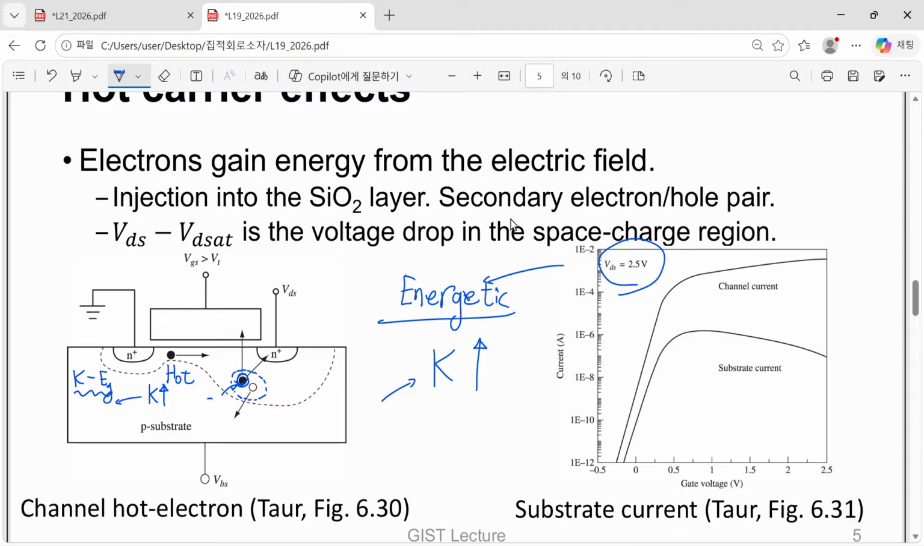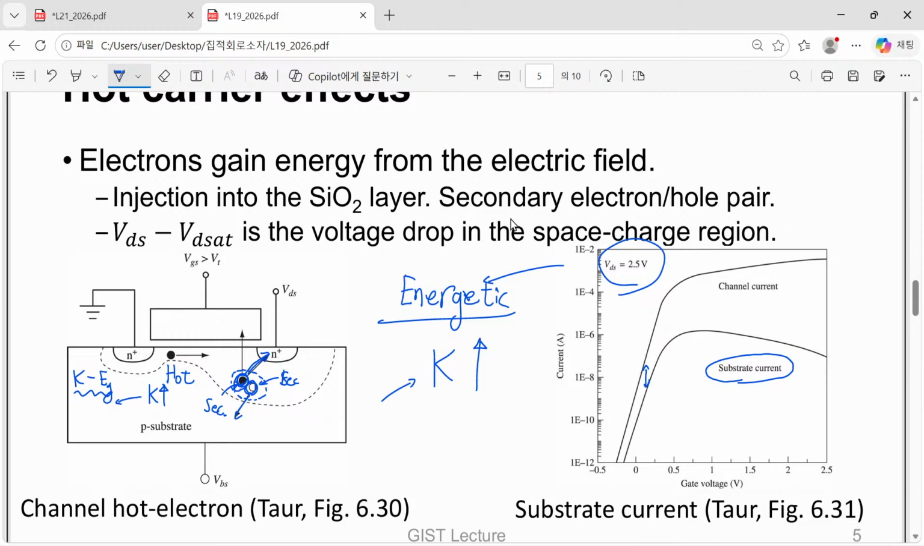So this one is a secondary electron, and this one is a secondary hole, and these secondary electrons and holes are split because electrons are attracted to this drain, and holes are attracted to this substrate. So we can expect quite a high substrate current, which is almost comparable to that of the drain current.